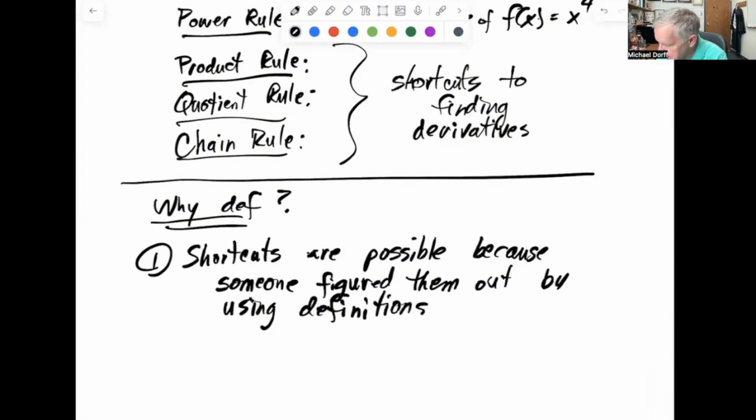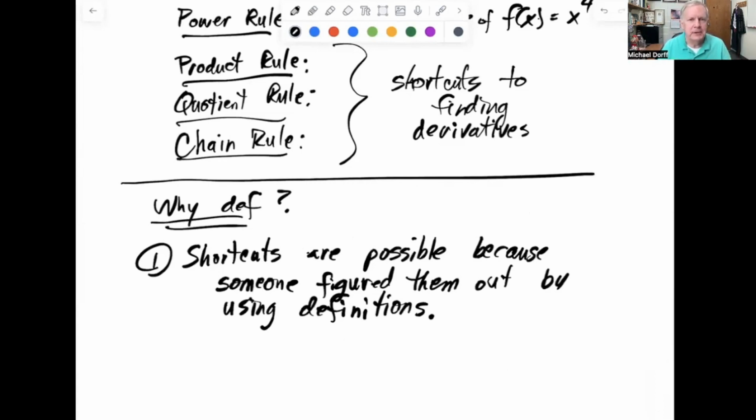There was no book where somebody said, oh, here's the definition of derivatives, and, oh, look, here's a book, and wow, here are all these shortcuts. No, there was no book with those shortcuts. How did they get those shortcuts? How did they get the power rule? How did they get the quotient rule?